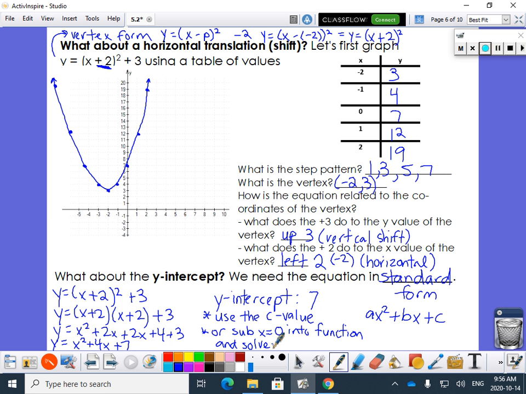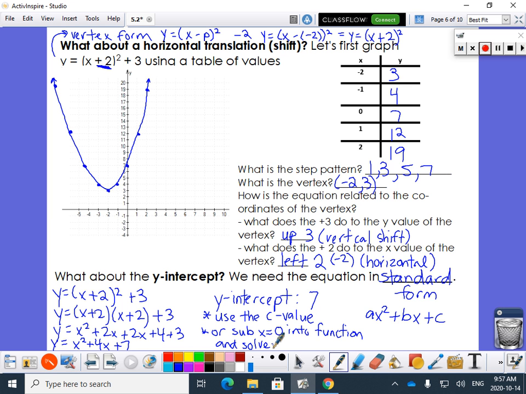Okay, so in this case, if we just put it into standard form, then our c value is the y-intercept. If you didn't do that, then you could sub x equals 0 into the equation, and you would get y. So let's see, 0 and 7. Is this the point where the parabola crosses the y-axis? Yeah, that's 7. All right, I know this is a lot. We have a little bit more to go.